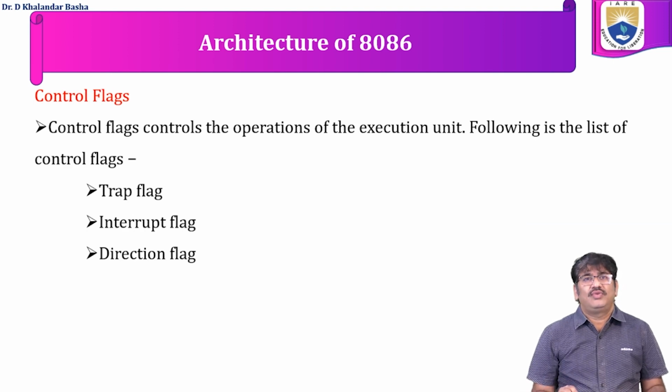The next one is control flags. The control flags hold the operation of the execution unit. Following is the list of the control flags: trap flag, interrupt flag, and direction flag.